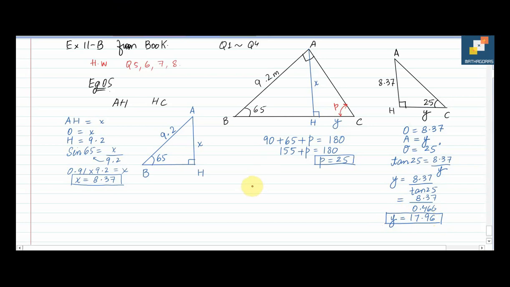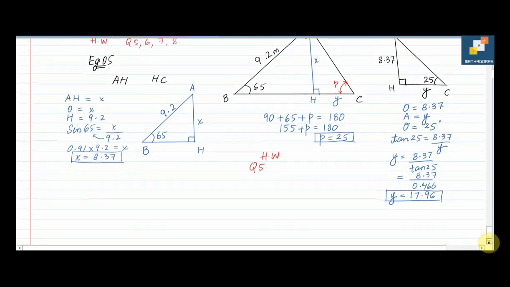Now you need to do question number 5 as your homework, a similar question but with different values. So moving on to the next question, it's question number 6. At first I need to draw its figure. So it's a triangle and there is more than one right angle triangle.